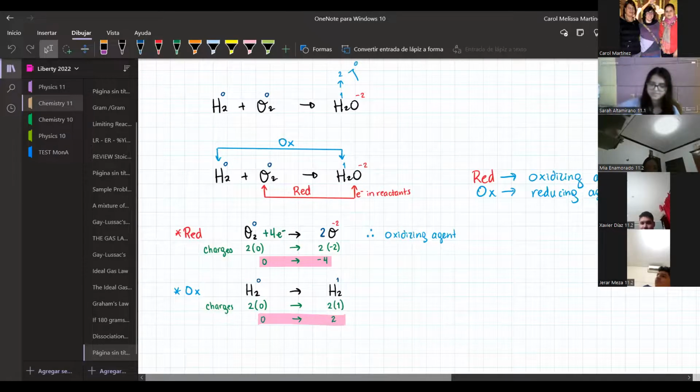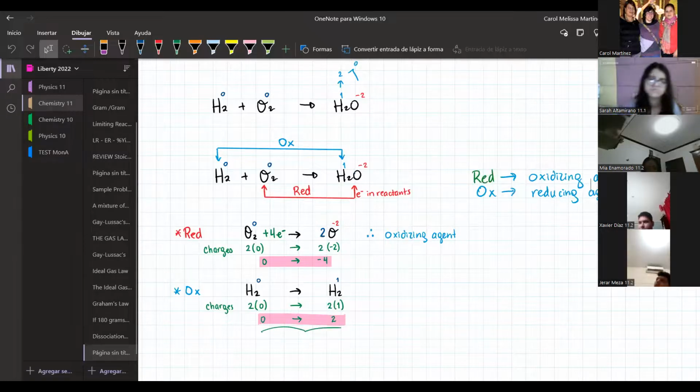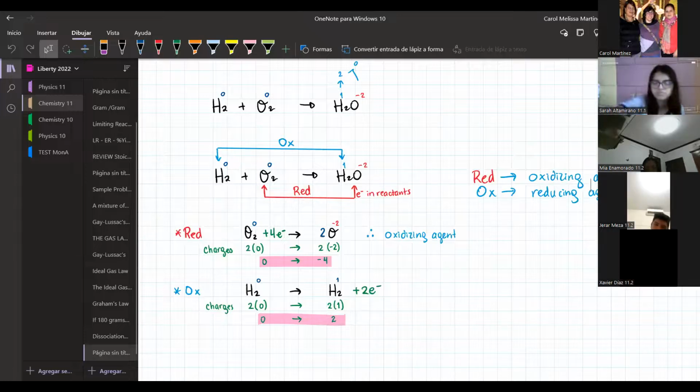Okay, so here we see the difference. The difference in the charges, the difference is 2. Okay? So the difference is 2. So these 2 electrons, because it's oxidation, we're going to add them in the products. Okay? I'm going to move this aside.